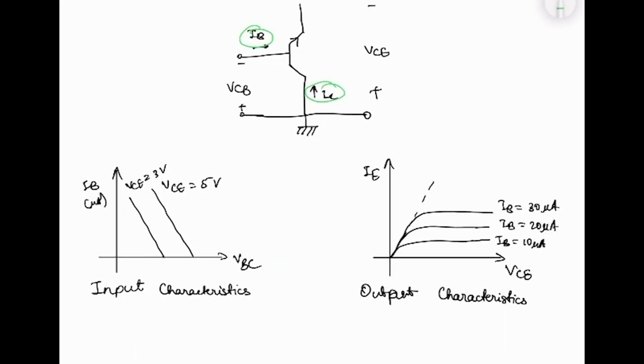Now the input characteristics for common collector has a plot between IB, which is your base current, and VBC. The graph goes linear and it decreases with respect to increase in VBC for a constant value of VCE. Now output characteristics are similar for all the three transistor configurations, with the plot between IE and VCE, and it is constant for constant values of IB.